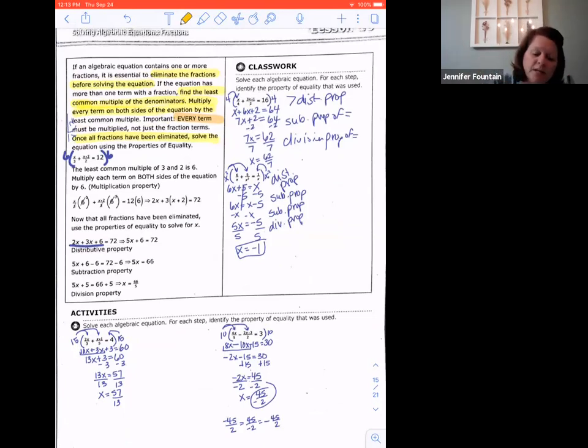Okay, so what we're doing here is to be able to clear fractions, to be able to get a fraction out of my problem, I have got to multiply my entire equation by a number that will, if it's just one fraction, then I only have to multiply by that denominator. But if I have more than one number, I have to find a common denominator. Think about when you're adding or subtracting fractions and you have to have common denominators. It's the same thing here. I've got to have a common number to multiply everything by to get rid of that denominator. So let's go ahead and work through.